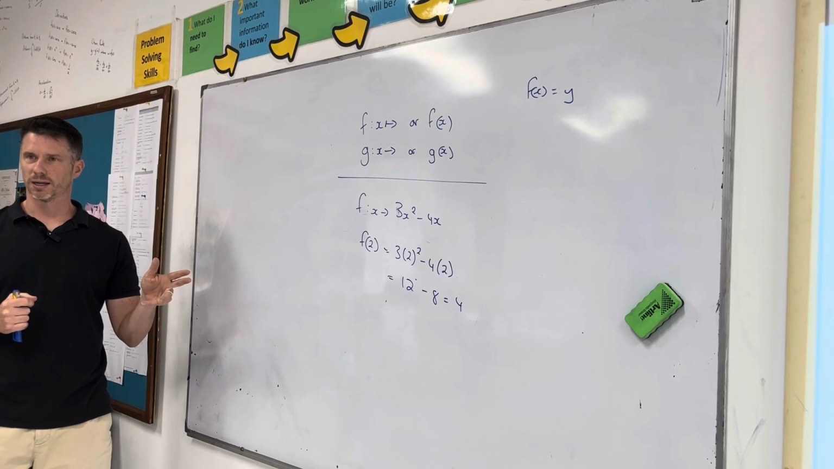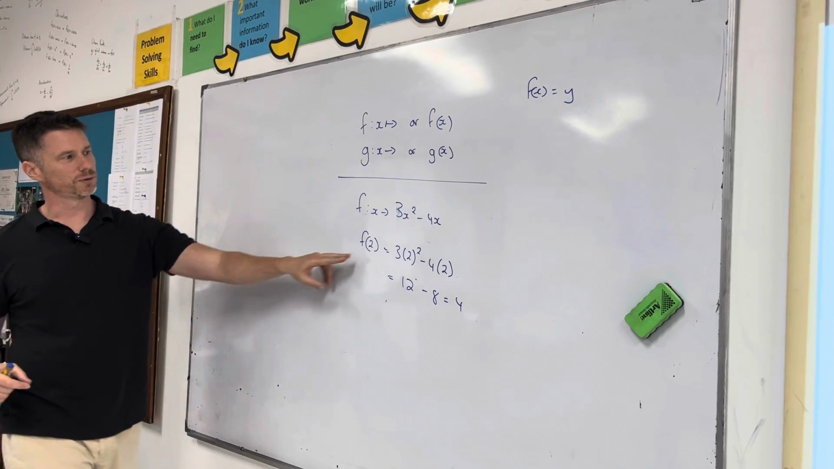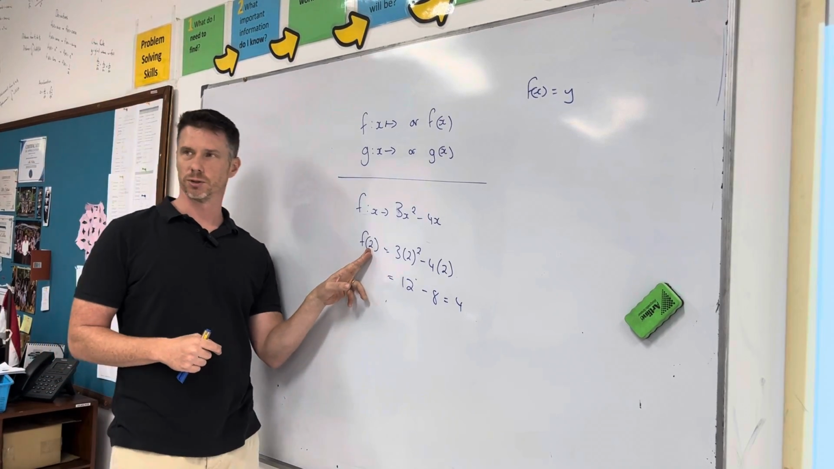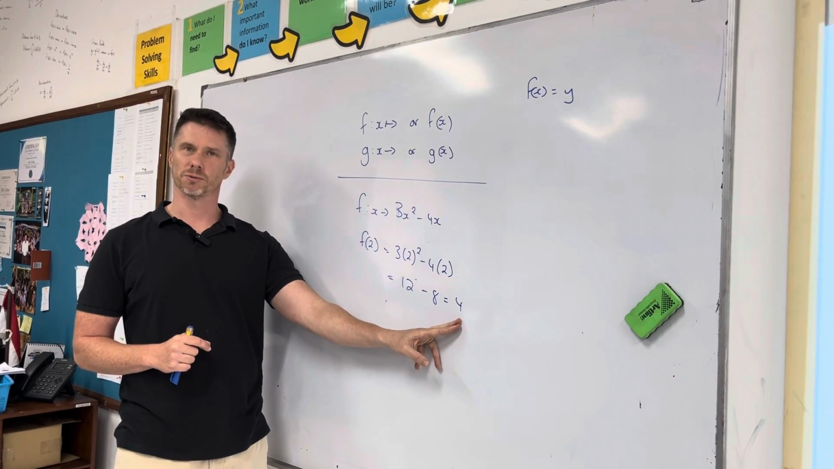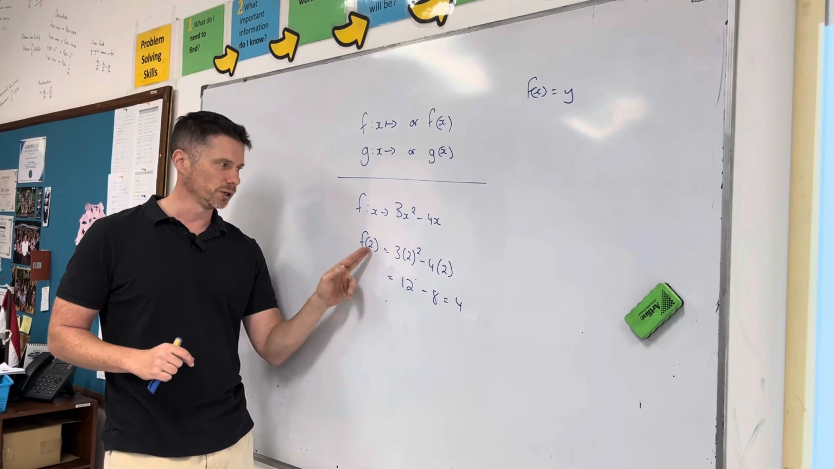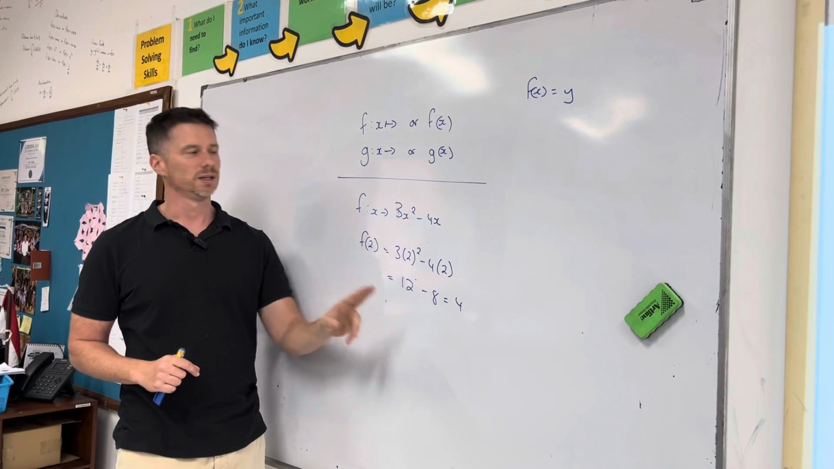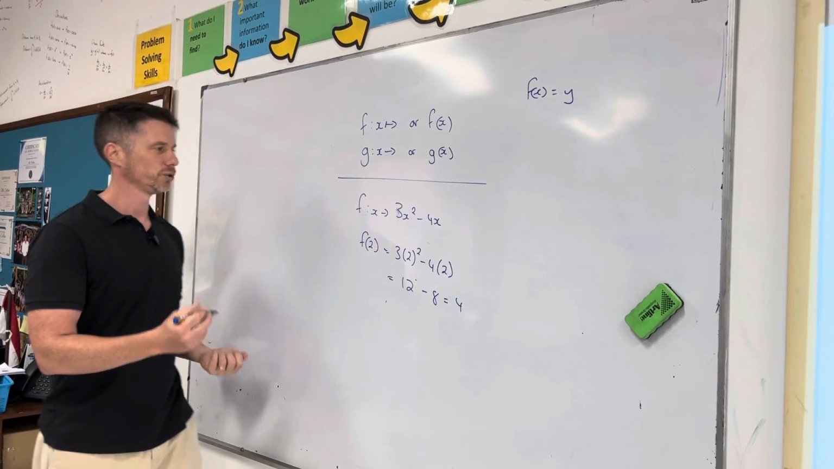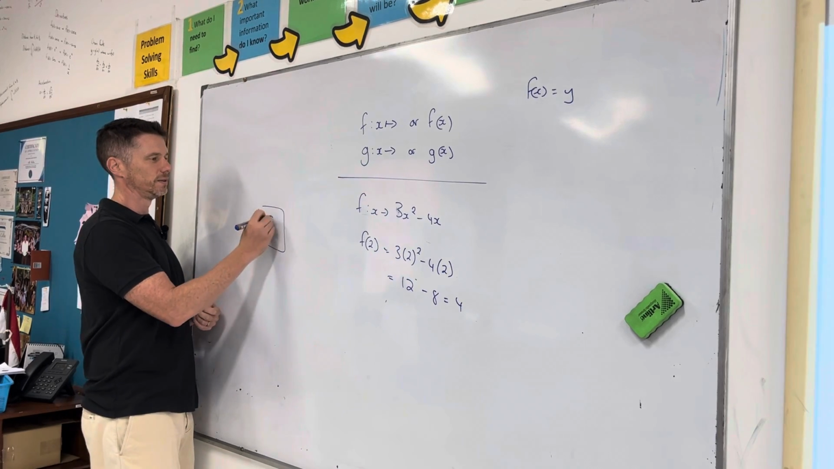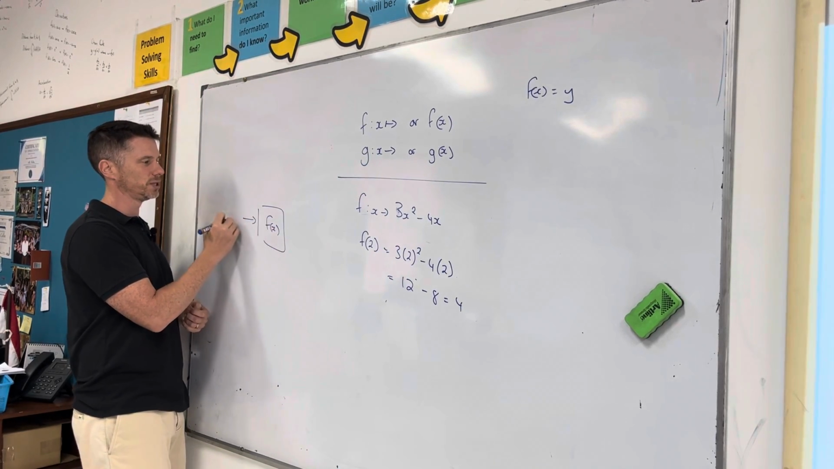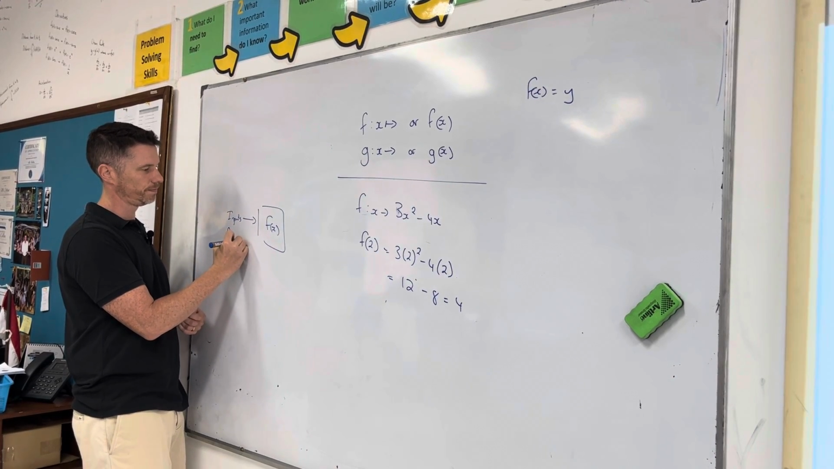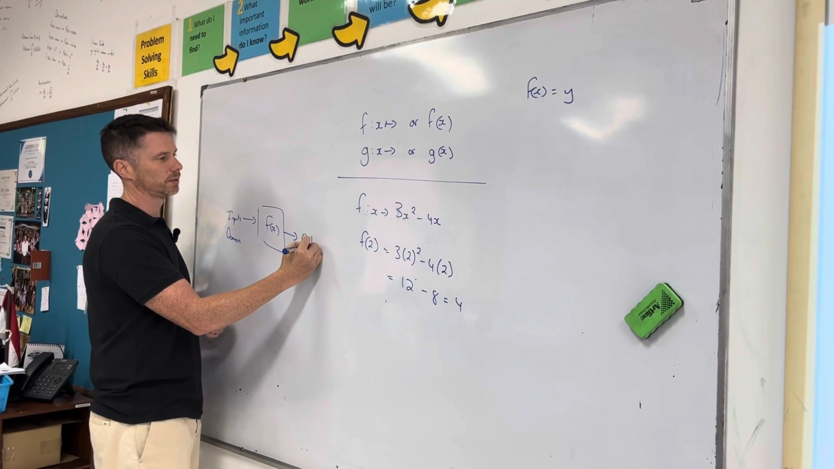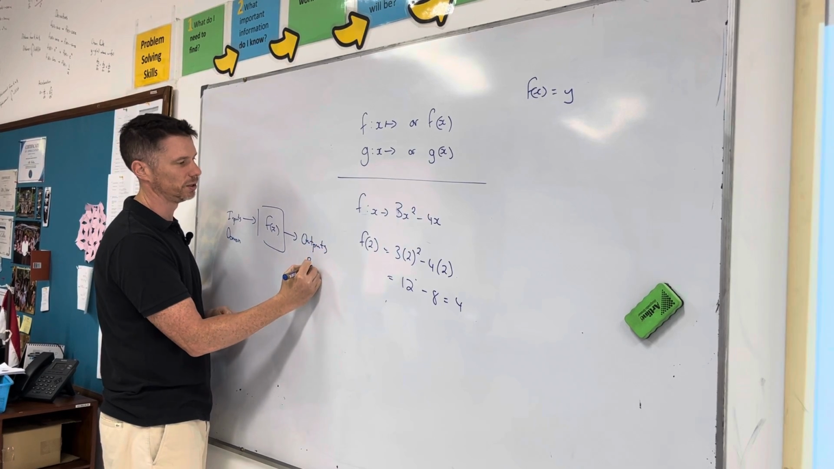The 2 I've substituted in is part of the domain of the function, the inputs. And the 4 is part of the range, or the outputs of the function. So you put numbers in, and you get numbers out. Input, output. So the function is here. I put inputs in. All the inputs are called the domain, and all the outputs are called the range.